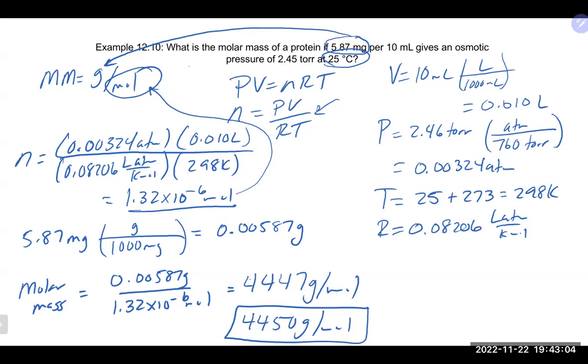Any questions on this? So really, with osmotic pressure, you can use the symbol, but it really is just the ideal gas law. And it's very similar to, as I mentioned, when we did the molar mass of gases and density of gases in the gas chapter. Any questions on that particular one there?